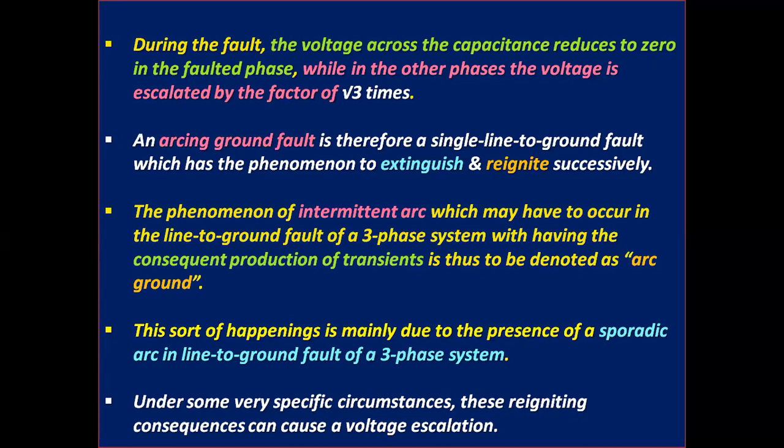This sort of happening is mainly due to the presence of a sporadic arc in a line to ground fault of a three-phase system. Under some very specific circumstances, these reigniting consequences can cause a voltage escalation.